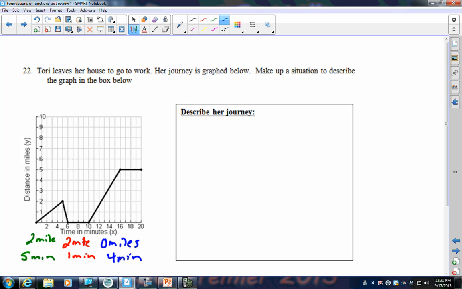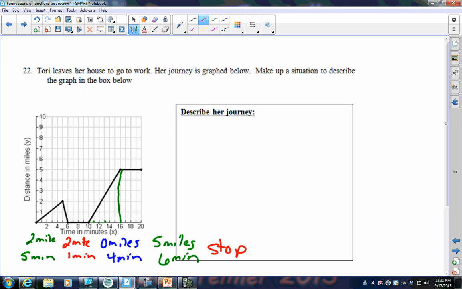Okay. Then, right here, in this next section, she's going 5 miles. And how many minutes? Let's see. 1, 2, 3, what is it, 6? In 6 minutes. And then she's doing what up here when it's a flat line? Resting, or she's stopped. Okay, so I got to figure out some kind of story that goes along with that.